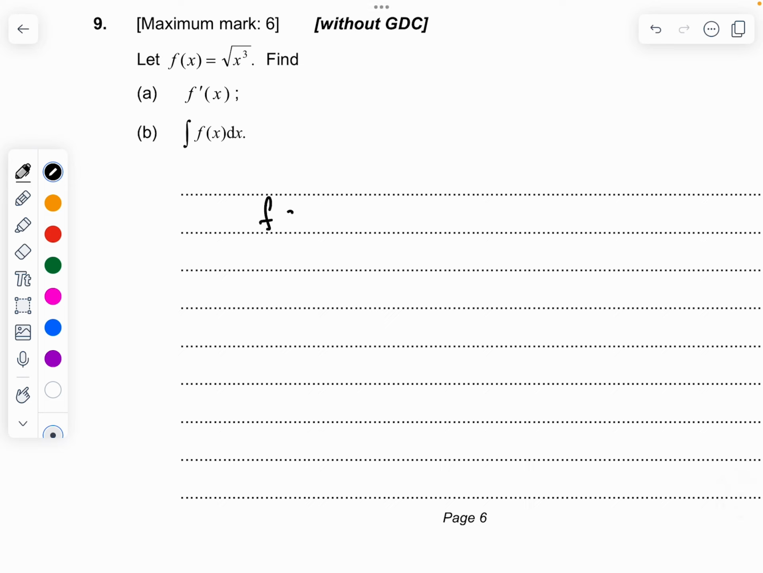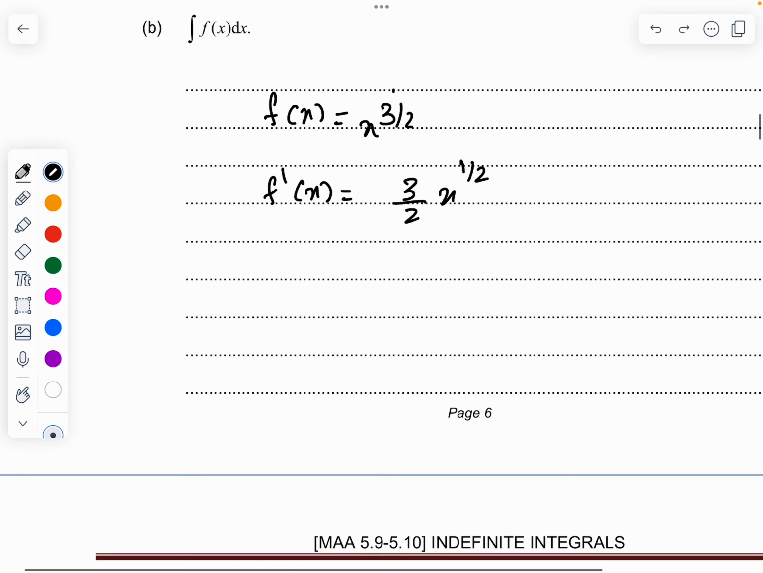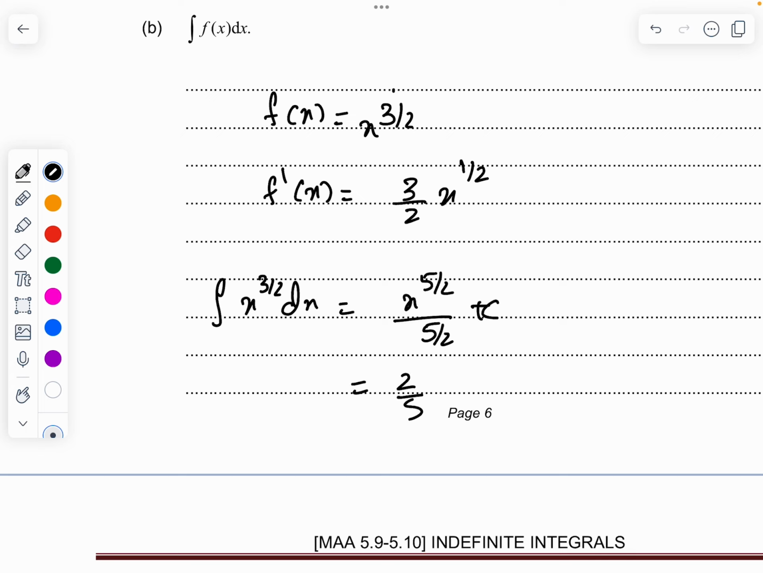Question number 1. f of x equals x power 3 upon 2. So f prime x will become 3 upon 2 x power 1 upon 2. Then the integral of x power 3 upon 2 will become x power 5 upon 2 upon 5 upon 2 plus c, which will become 2 upon 5 x power 5 upon 2 plus c.